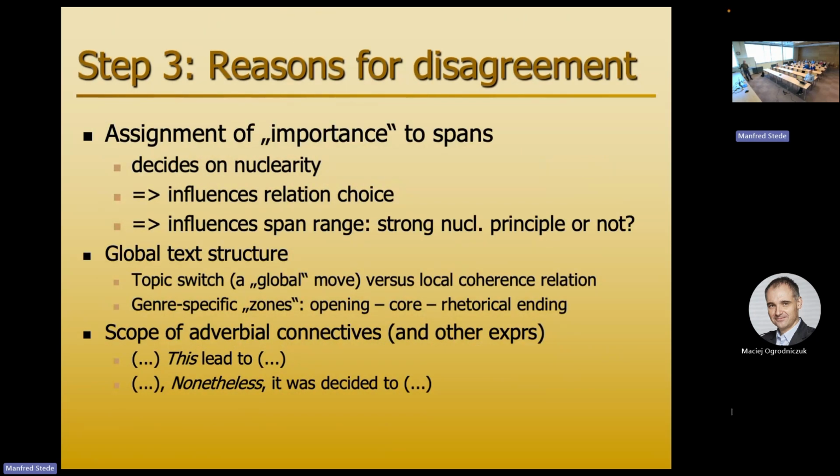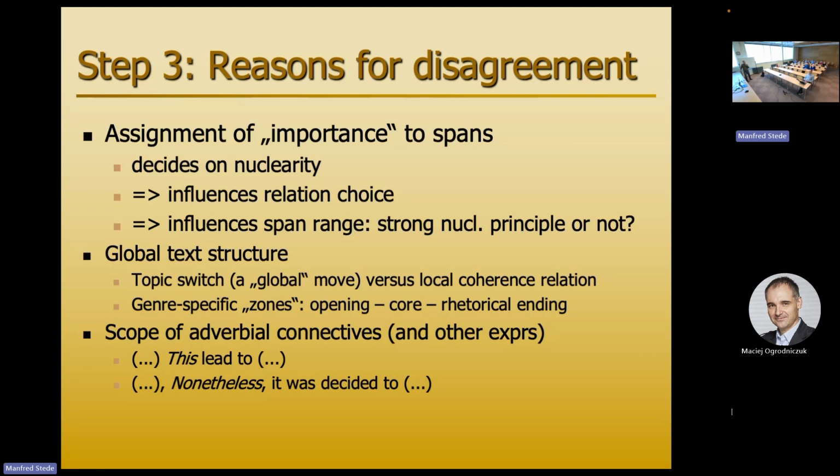Three more. Assignment of importance to spans. I mentioned this in the beginning, right? You go through the text and you look informally at what is more important in the message. This is likely to generate some disagreement. Some people favor subjective judgment as being important. Some people favor the news item as more important. So these things decide on nuclearity, which in turn influences relation choice. Elaboration says the general is the nucleus, the detail is the satellite. So there is a direct connection between importance and relation choice. And then these decisions also influence the span range.